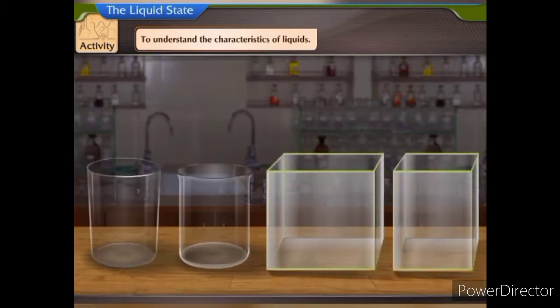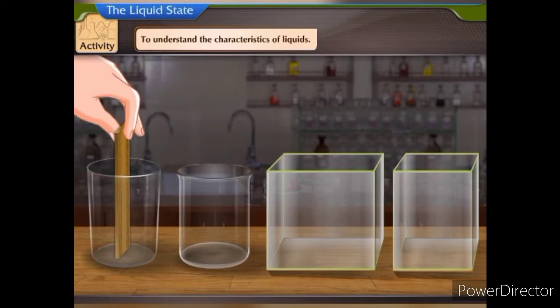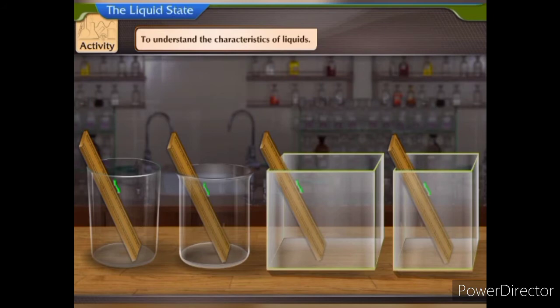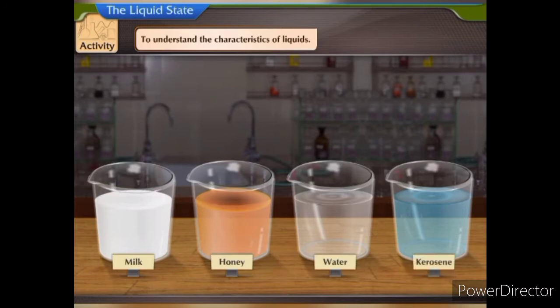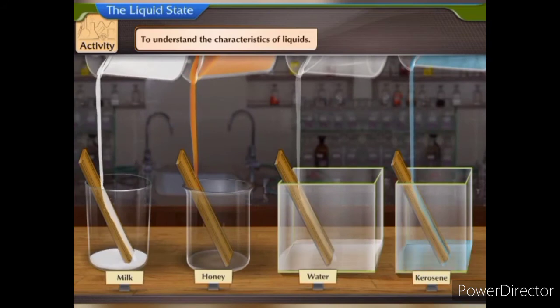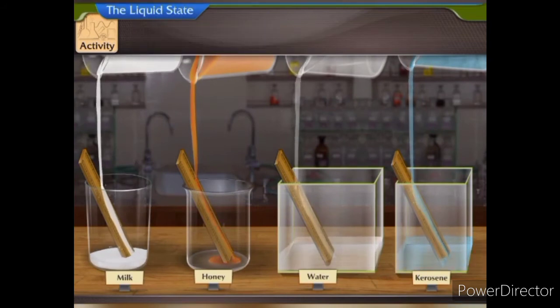The liquid state. Let us perform an activity to understand some characteristics of liquids. Take 4 transparent containers of different shapes. Place a 1 feet scale in each of the containers in a slanting position. Take 4 different liquids: milk, honey, water, and kerosene. Pour the liquids along the scale placed into the containers.